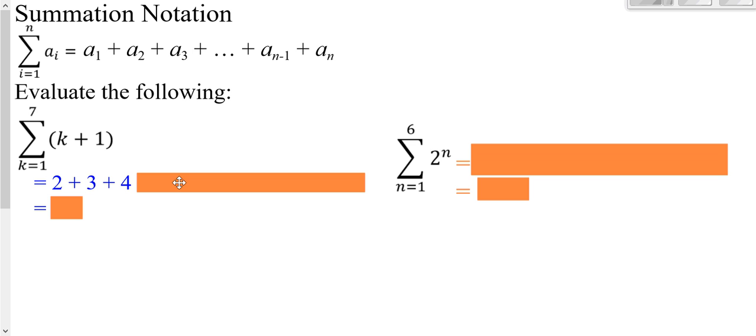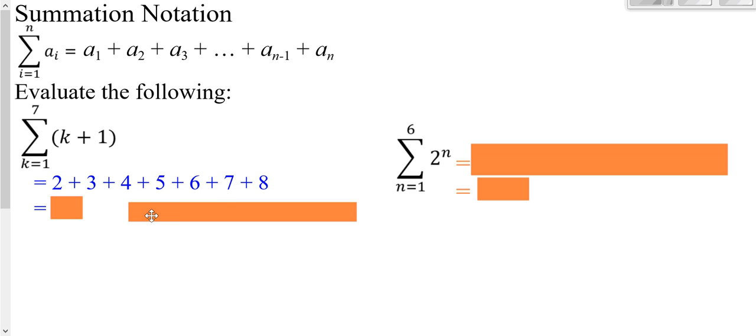And you keep doing that until you plug in this top number. Once you plug this top number into here, then you stop. And so in that case, it would be 8. So what we have right here would be your expanded form, which if you wanted, you could go ahead and add these together, and in this case, you would get 35.